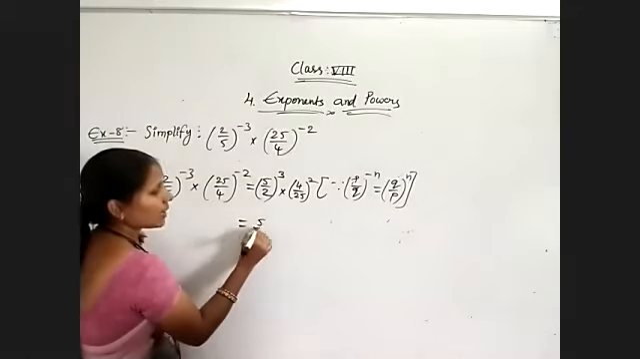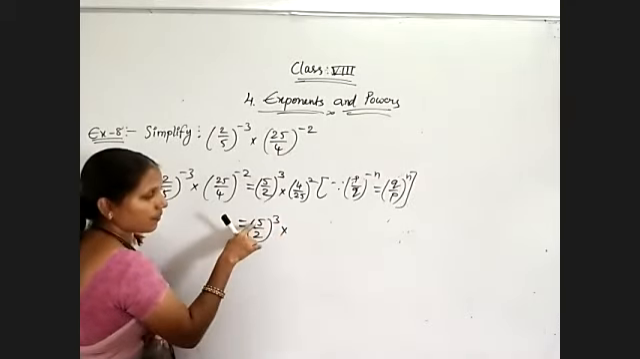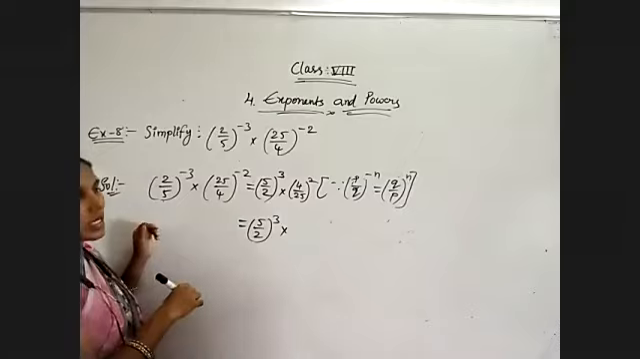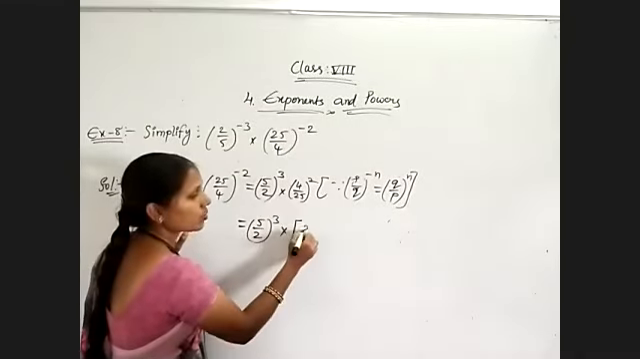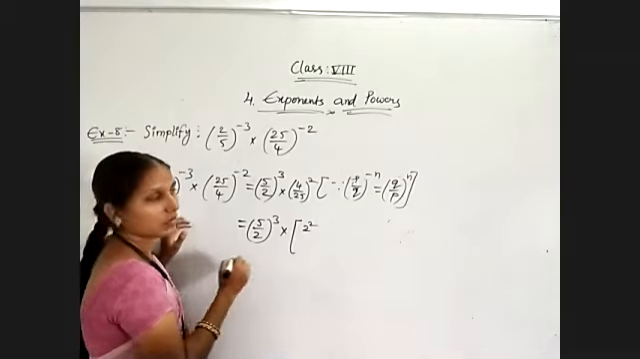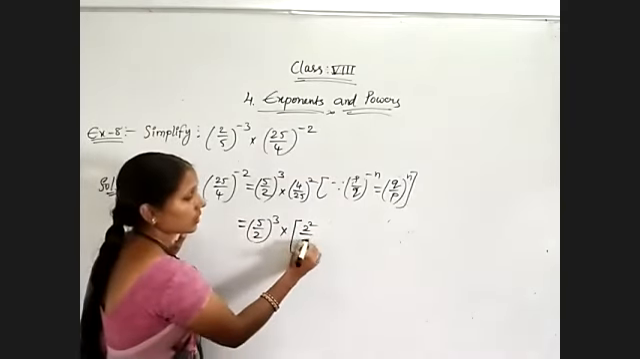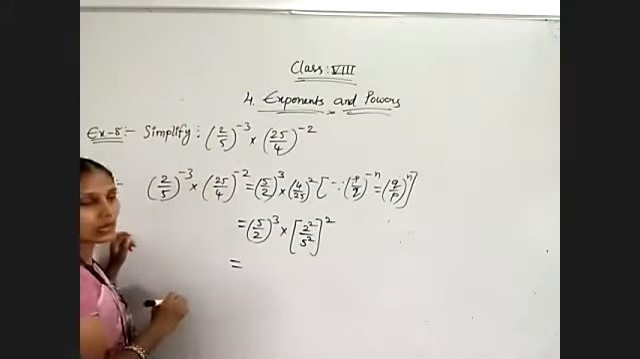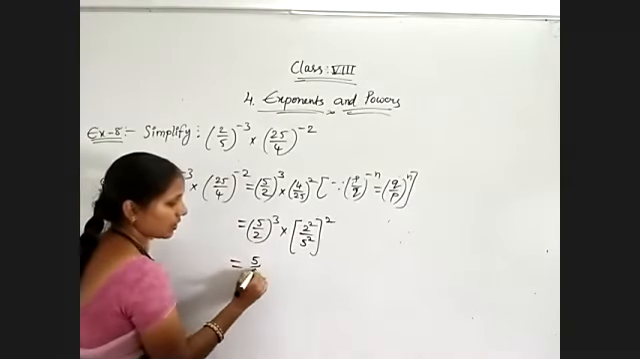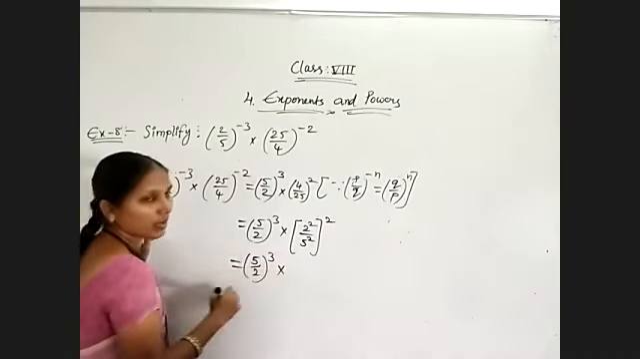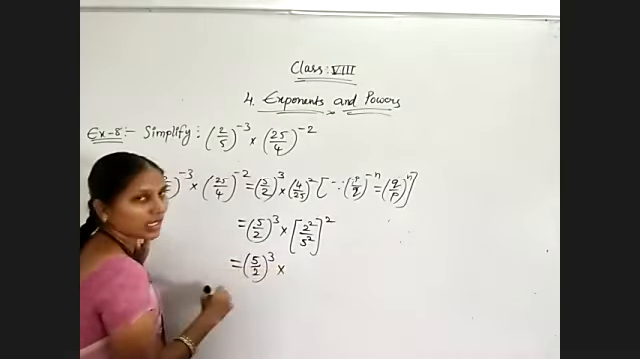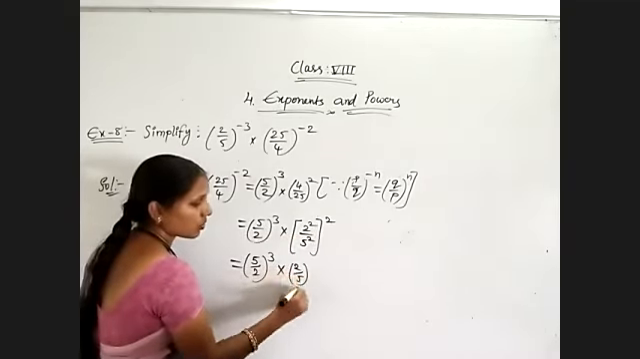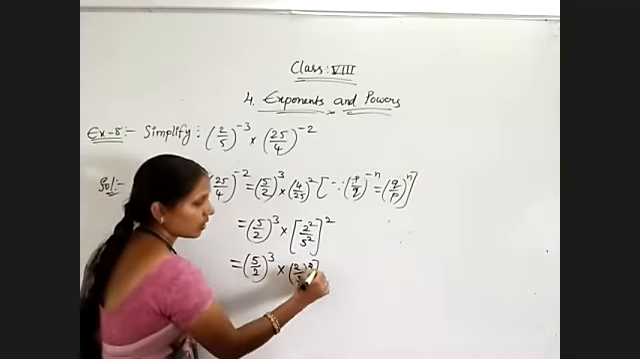Now 5 by 2 whole cube, here 5 and 2 are prime numbers, bases are prime numbers only, but 4 and 25 are not prime numbers. So for that sake I am writing 4 as 2 square. Is there any problem? No. And 25 as 5 square. That's all. Whole square. Now afterwards we will simplify this. 5 by 2 whole cube into, these two have the same exponent, and between them division is there. Combine those two: 2 by 5 whole square and whole square.